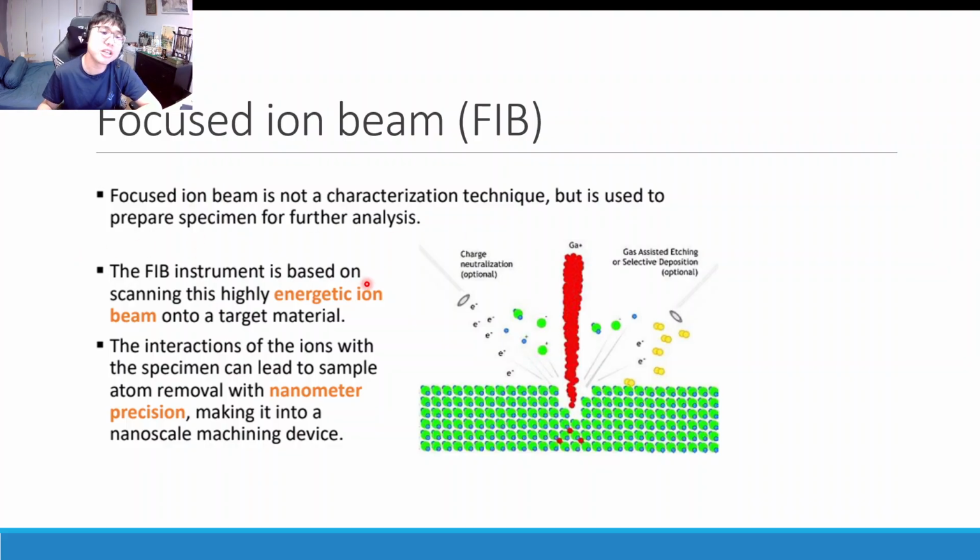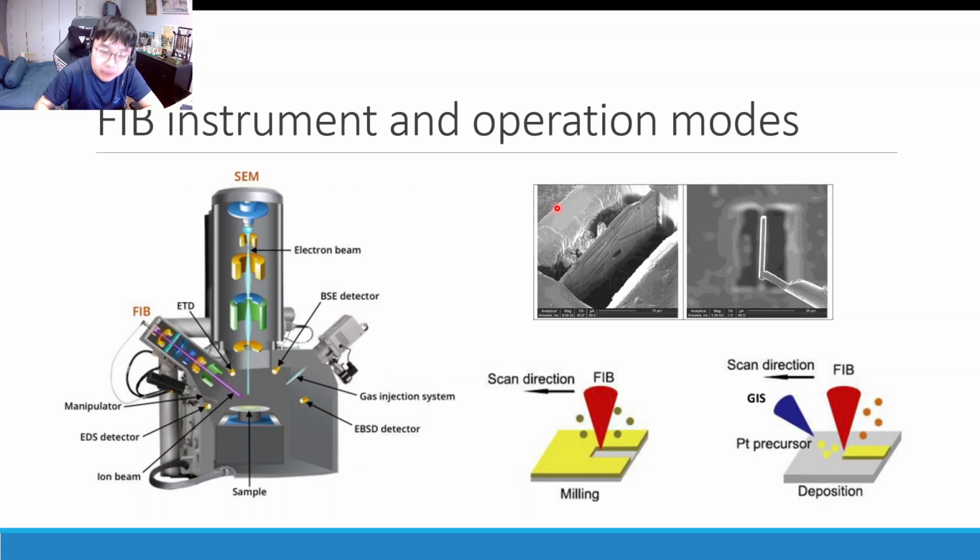The FIB instrument is based on using a very highly energetic ion beam. Normally the most commonly used is the gallium ion beam. This acts like a medical scalpel to cut through the material. The way that this ion beam cuts through the material is by sputtering out the material present in the sample, thereby achieving a cut to the material.